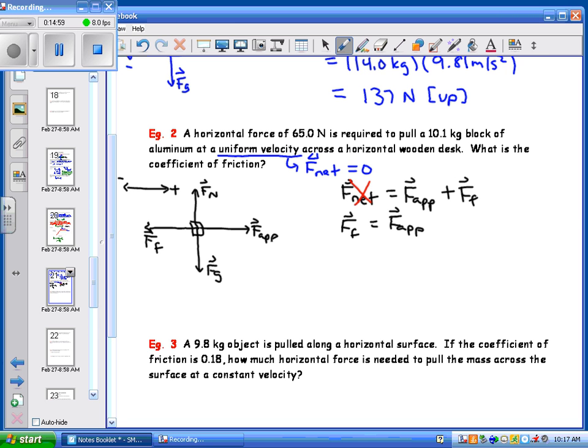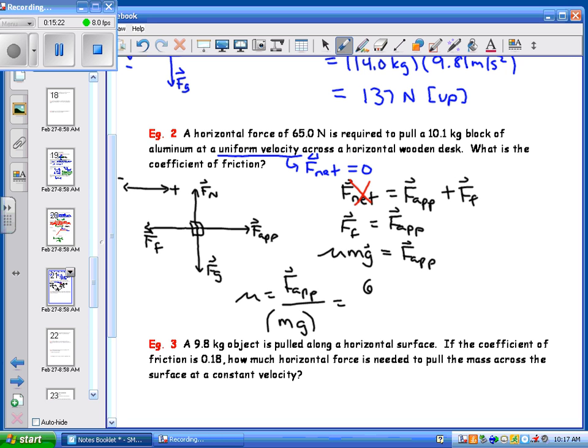And remember, Ff would actually be negative, but then that means we're going to add it to both sides so we can dispense with the negative. Then we have mu mg equals F applied. So mu is equal to F applied divided by m times g.